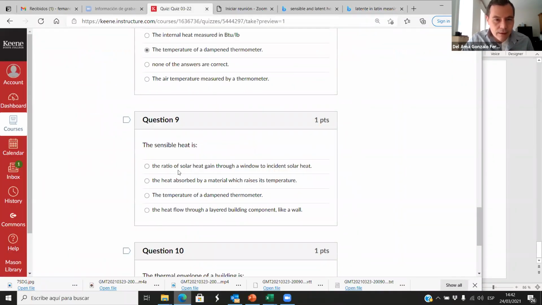So the sensible heat is the heat absorbed by a material which raises the temperature. So sensible has to do with temperature.